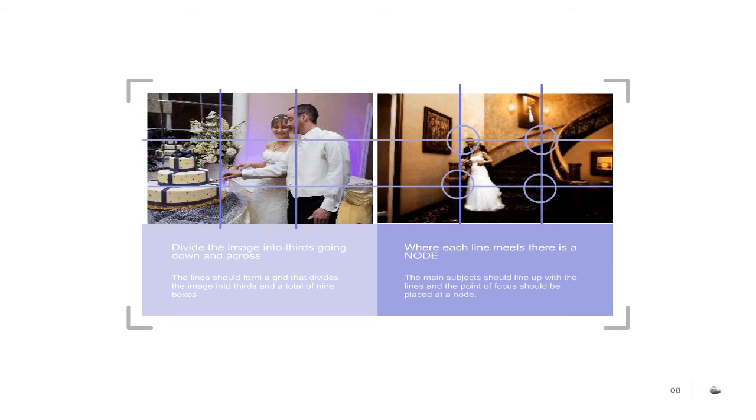And you'll see at the cross section of these lines is what we refer to as a node. And so the point of interest or the focal point of your image should be placed at a node or close to the vicinity of a node. The third lines we're going to see play another importance as well, but the main subject should be along these third lines with the key focal point occurring around these nodes.